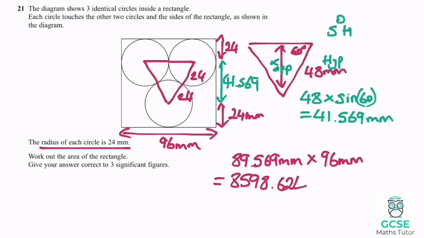8,598.624, which is equal to, because it says to round it to three significant figures, so we have 8, 5, the 9 rounds up because of the 8, so actually it's not going to be 8,5, we're going to have to get rid of that and round that up to 600, so it's going to be 8,600 there, and that is to three significant figures. Obviously this is an area, so that would be millimeters squared, and that's our final answer there, 8,600 millimeters squared for our final answer.